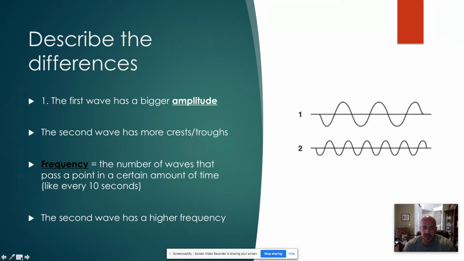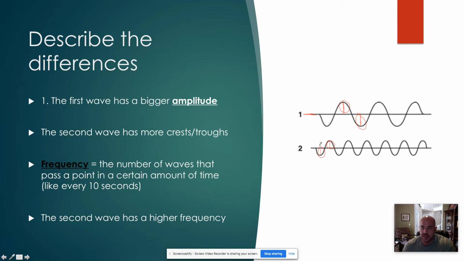All right, if we look here in the first picture, it has a bigger amplitude. And what was amplitude again? Amplitude is the distance from this resting, the middle line, to the top, the crest, or to the trough. And if we look in picture 1, it's definitely taller. The amplitude that I drew here and here are bigger than the little amplitudes in the second wave.